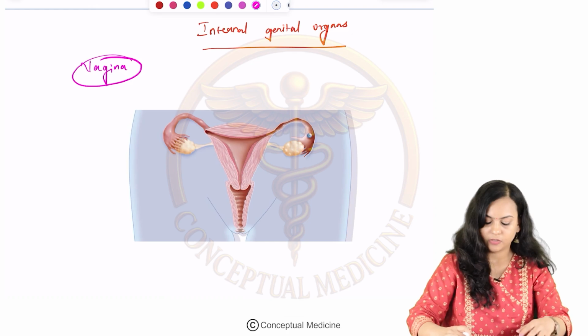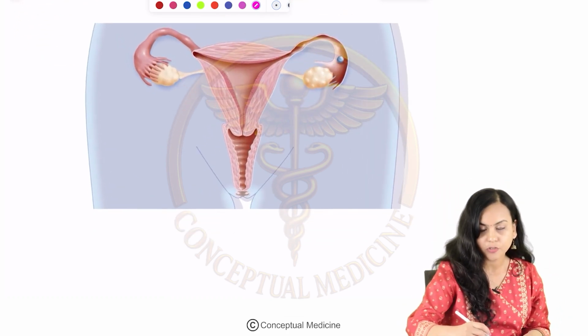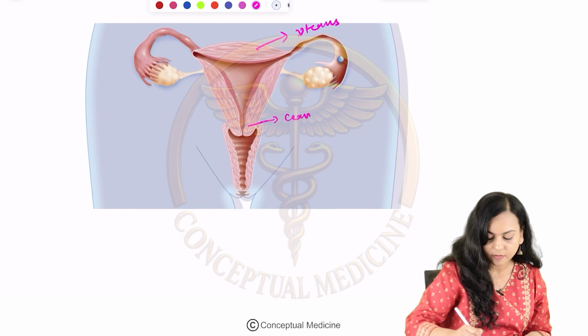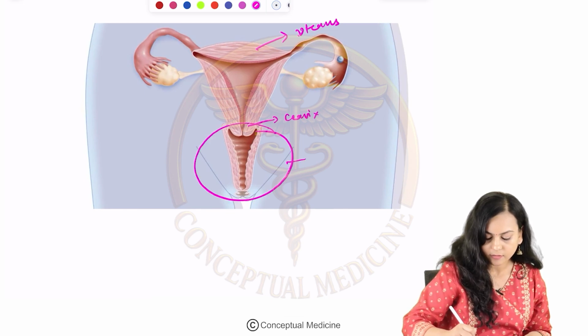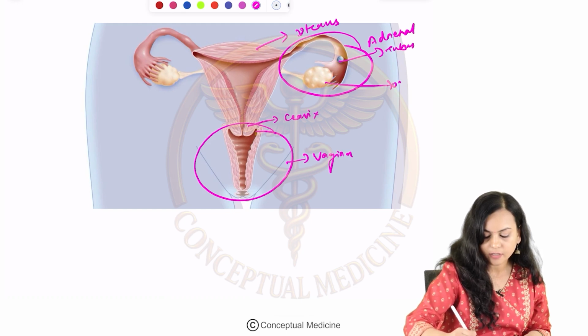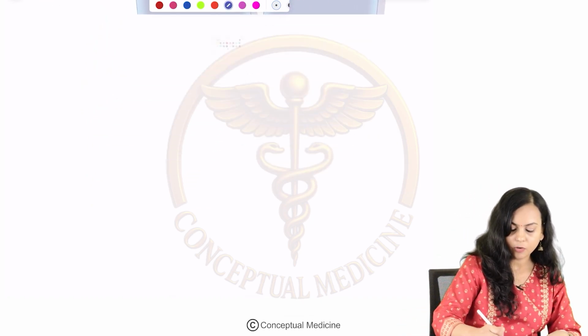Okay. So in this picture I hope you'll be able to see the vagina clearly. This is a cross section of the uterus. So this is the uterus. This is the cervix. And this is the vagina. Okay. So these are basically the adnexal structures, that is the tubes and the ovaries.